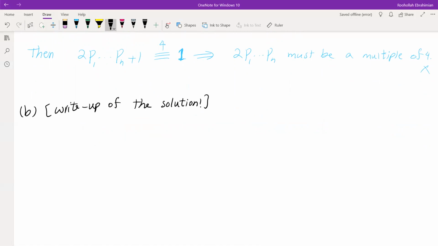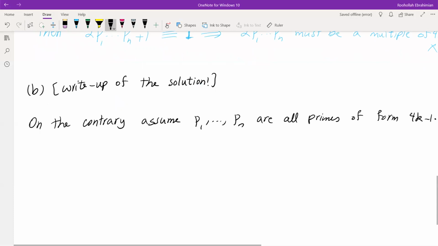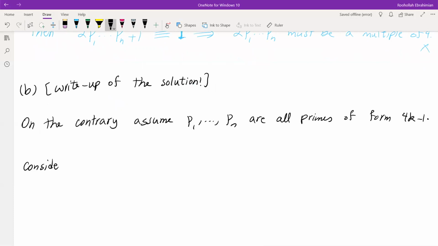So on the contrary, assume P1 through Pn are all primes of form 4k minus 1. Now consider the integer, let's call that D, 2 times P1 through Pn plus 1, which is more than 1.